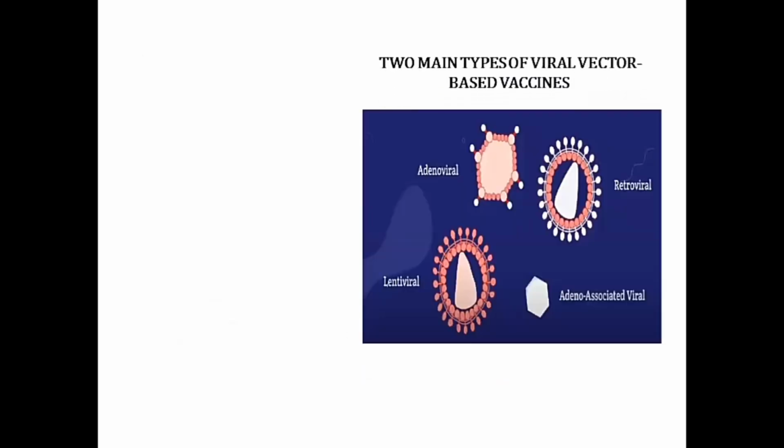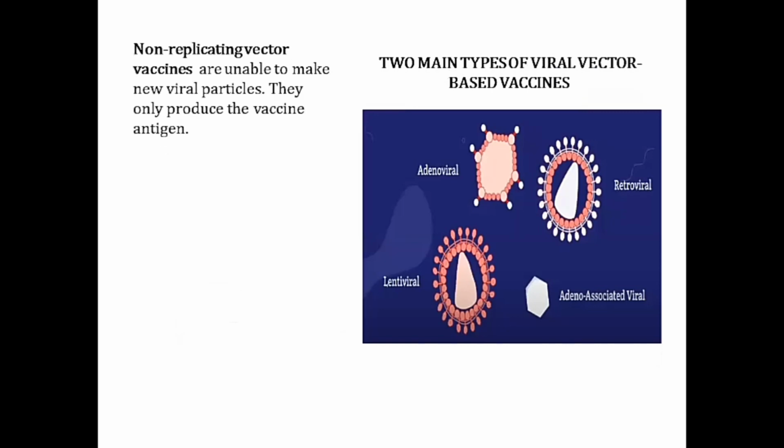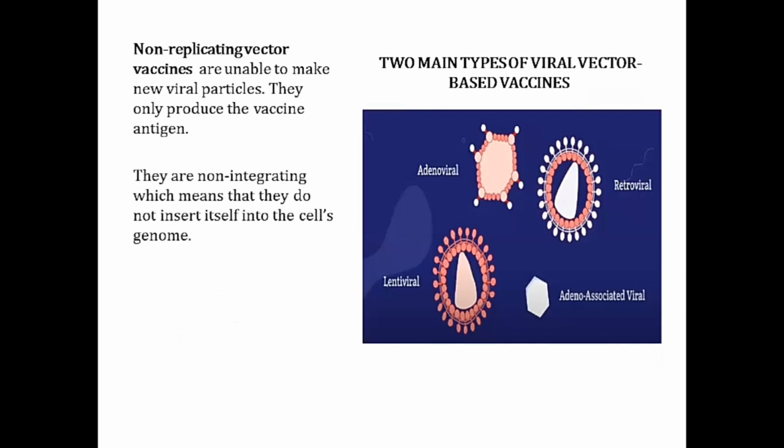So there are two main types of viral vector-based vaccines. First is the non-replicating vector vaccines. They are unable to make new viral particles. They only produce the vaccine antigen. They are non-integrating, which means that they do not insert themselves into the cell's genome. So if it is taken up by a cell that divides, the therapeutic gene won't be copied with each cell division. That's why they are used in non-dividing target cells.